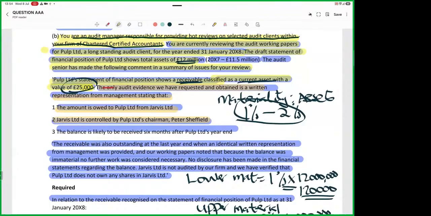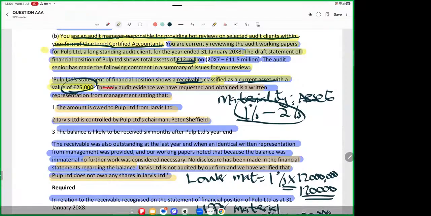You can see this receivable has been with them for quite a long time. So last year, the whole of last year, it was outstanding when an identical written representation from management was provided. And our working papers noted that because the balance was immaterial, no further work was considered necessary. No disclosure has been made in the financial statements regarding the balance because according to them, it is immaterial. Jarvis Limited is not audited by our firm, and we have verified that PALP Limited does not own any shares in Jarvis. Now, ladies and gentlemen, there are two great things that I would want you to know.